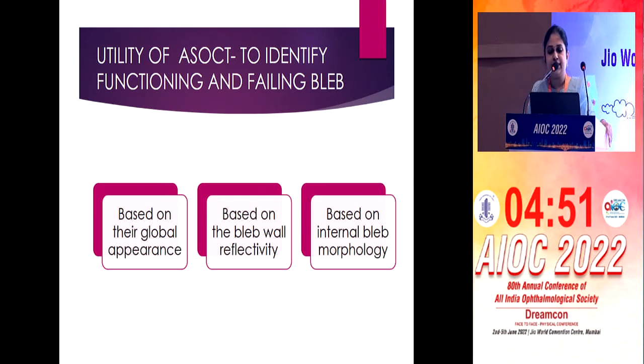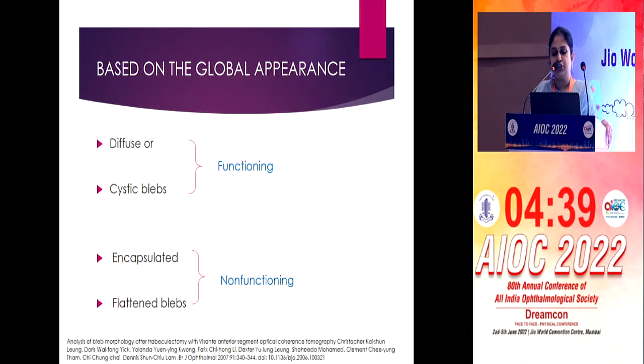So anterior segment OCT can be used to differentiate between functioning and failing bleb, either based on the global appearance and/or based on the bleb wall reflectivity and/or based on the internal bleb morphology. Based on the global appearance, blebs with a diffuse or a cystic morphology have been identified as functioning blebs, and those with an encapsulated or a flattened appearance have been identified as non-functioning blebs.